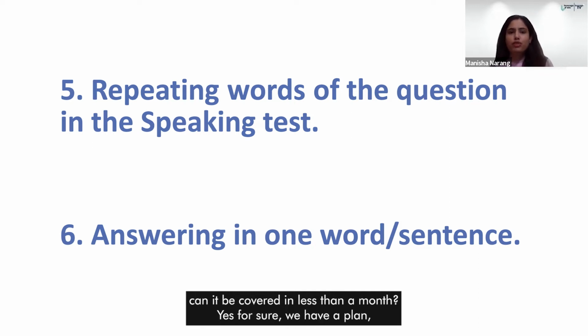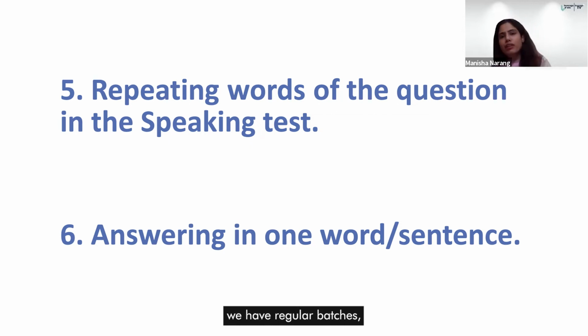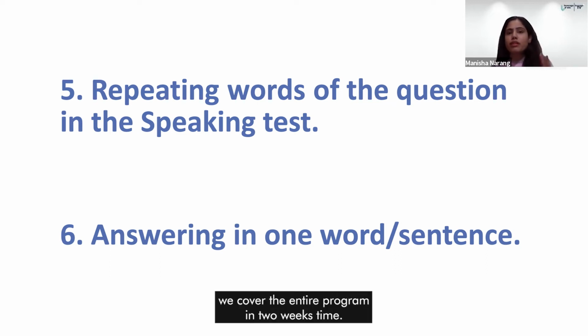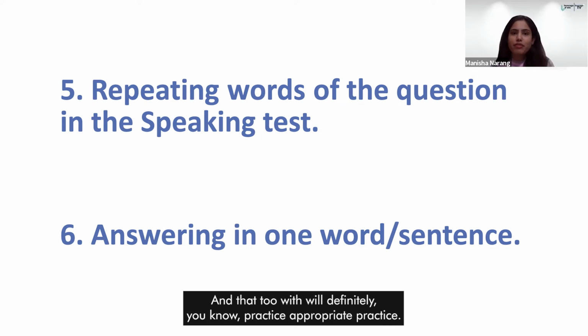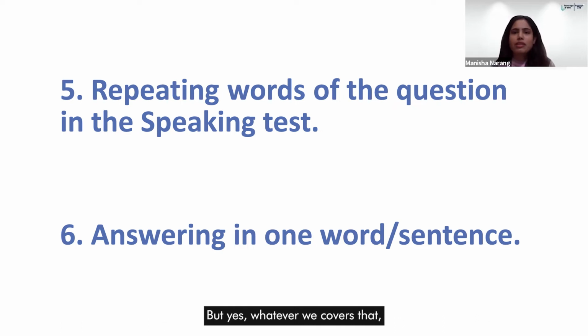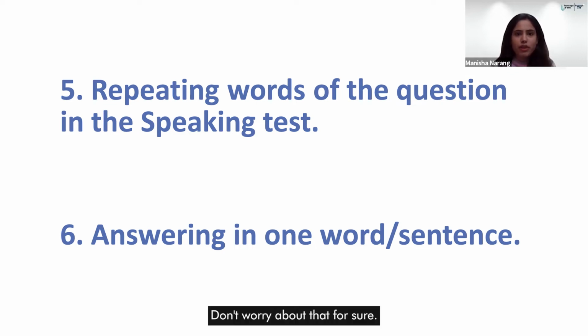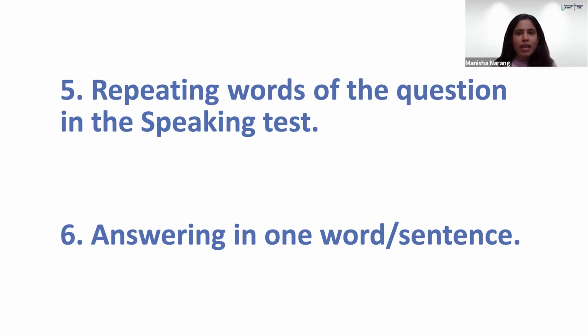Right. So now this also brings me to Pratik's question, as he's asking, can it be covered in less than a month? For sure. We have our plans, we have regular batches, we have fast track batches. So fast track batches are for less than a month, which is 2 weeks. We cover the entire program in 2 weeks time, and that too with definitely appropriate practice. Whatever we cover is that quick, but everything is covered there too, Pratik, for sure. So yes, we do have that plan. We'll let you know more about it. And for reading, yes, definitely we'll try to cover a few tips. Don't worry about that, for sure.